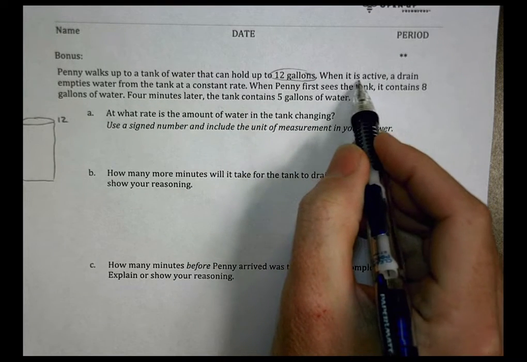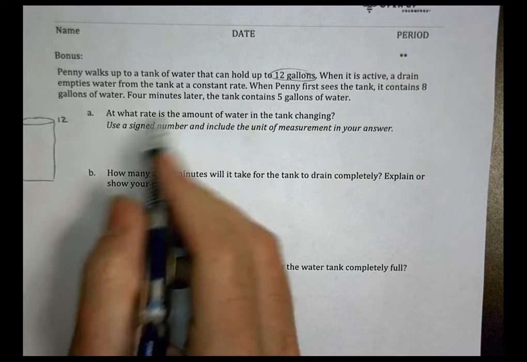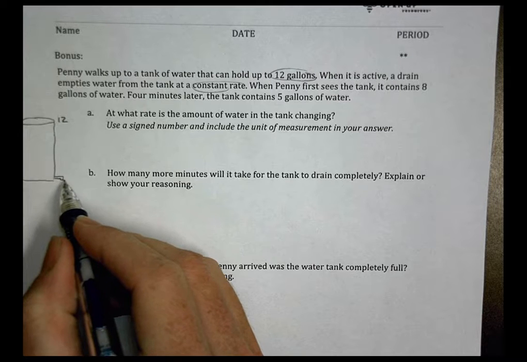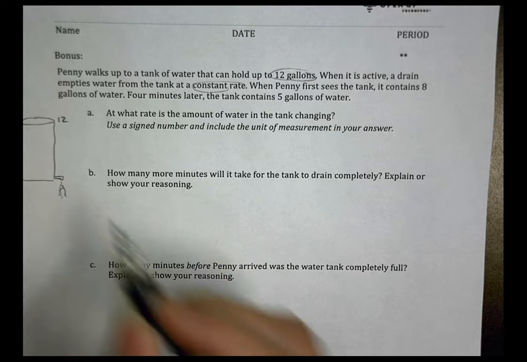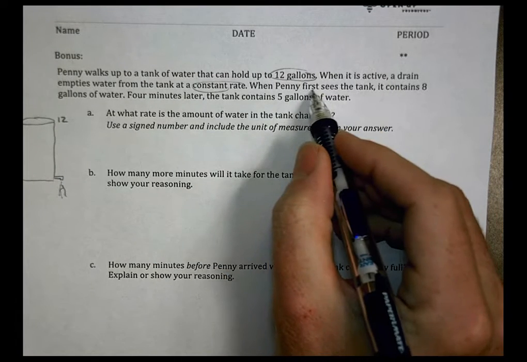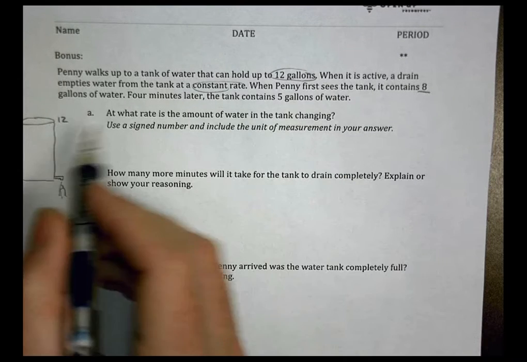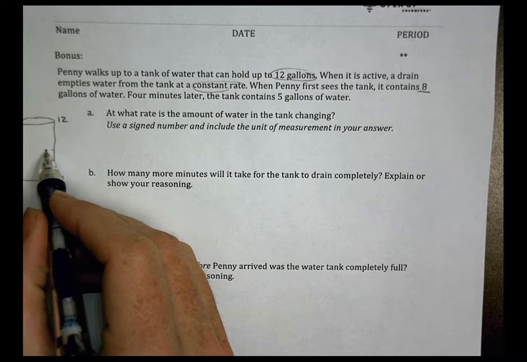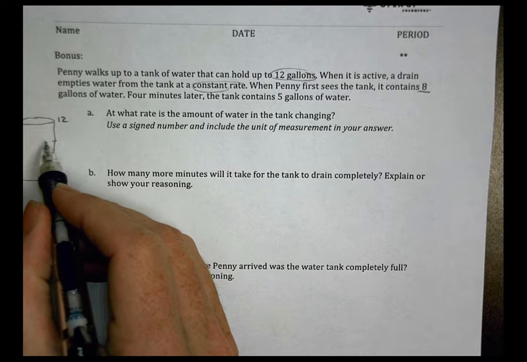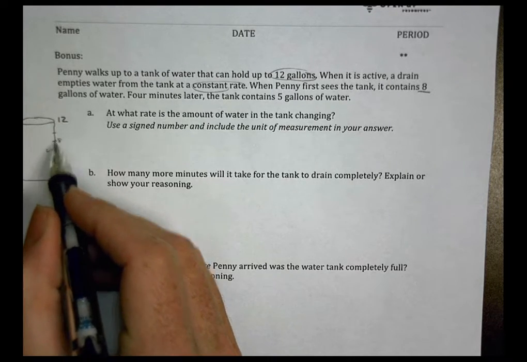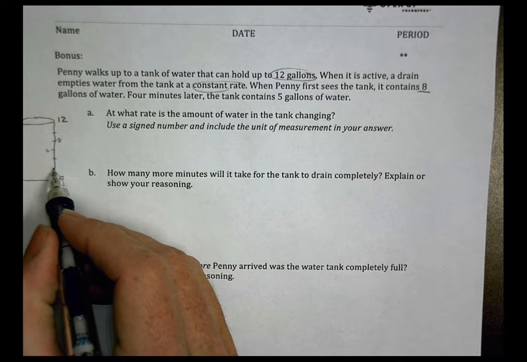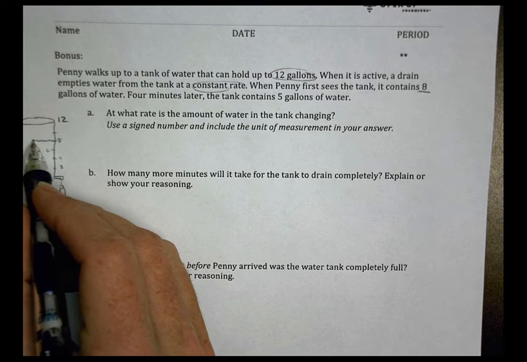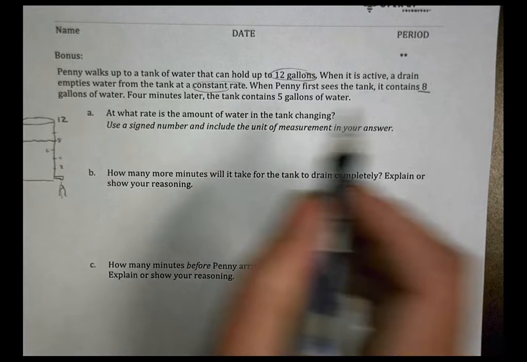When it is active, a drain empties water from the tank at a constant rate. So there's some sort of drain here that will let the water flow out at a constant rate at the bottom. When Penny first sees the tank, it contains 8 gallons of water. If this is 12, then somewhere right here it's about 6, and 8 is about here, and 10. We could just make up some numbers here, 4, 2, 0, not a big deal. So when she first sees it, the water level is right here at about 8.